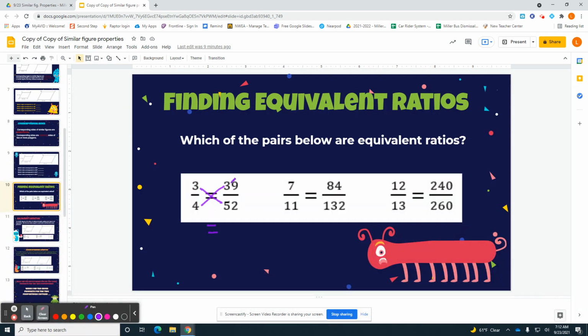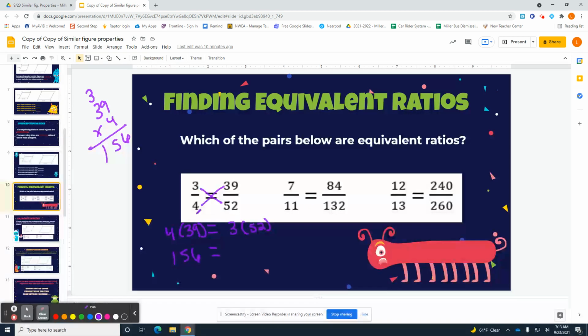So here I can do 4 times 39 and 3 times 52. If when I multiply those two sets of numbers, it gives me the same answer for each, then I know it's equivalent. So let's go ahead and try that. 39 times 4. So 4 times 9, 36. Carry your 3. 4 times 3 is 12 plus 3, 15. So that gave us 156.